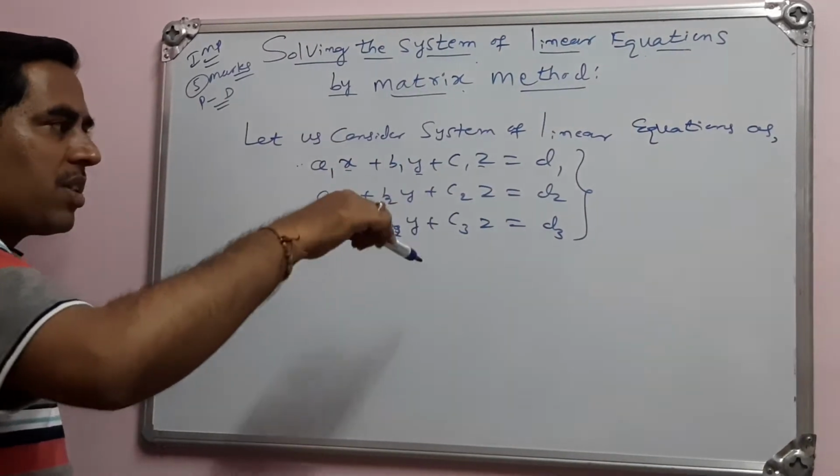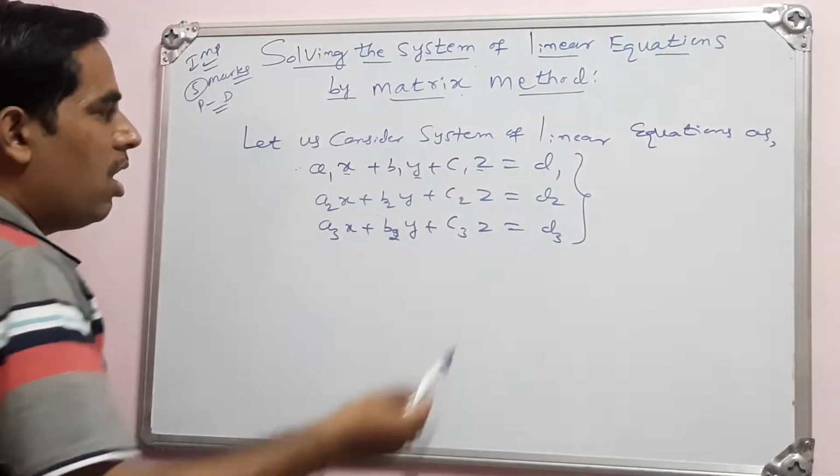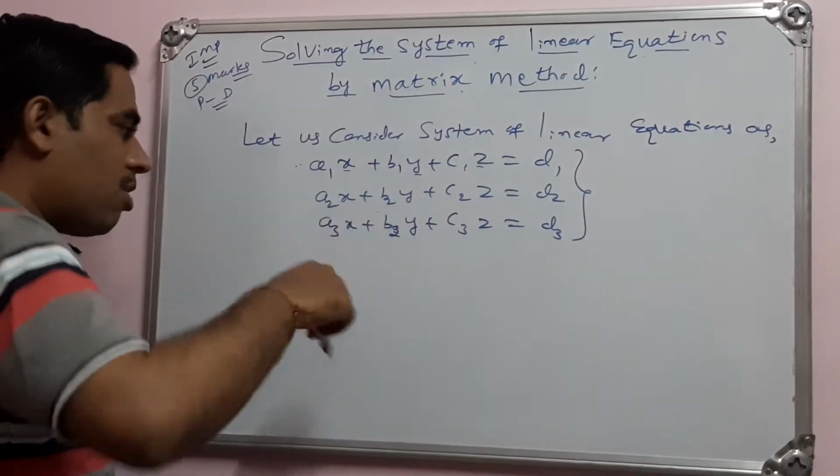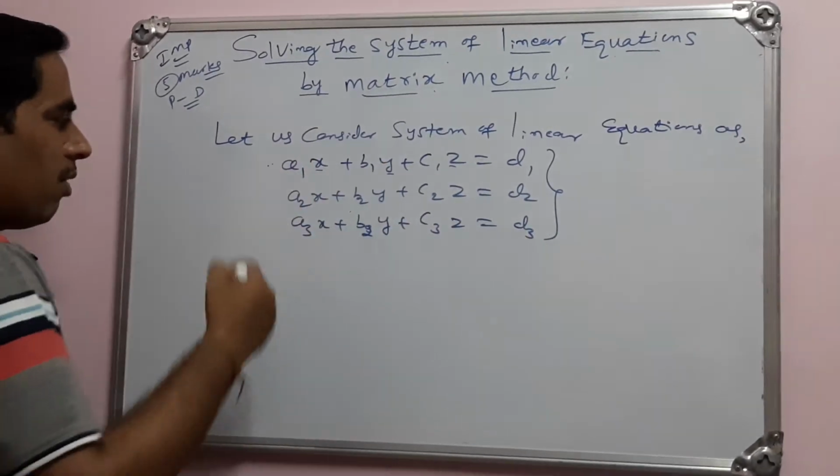These equations can be represented in terms of matrices. You are using the concept of matrix, so that's why we have to convert these equations in terms of matrices. How can we write these three equations in the form of matrices?